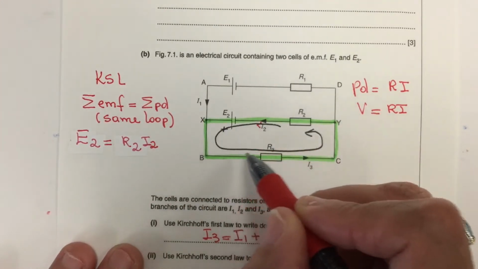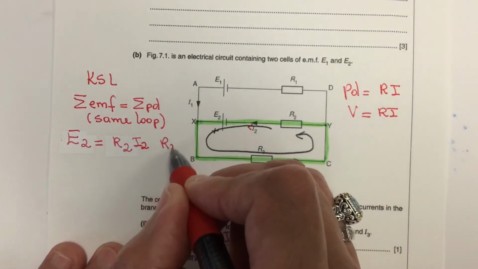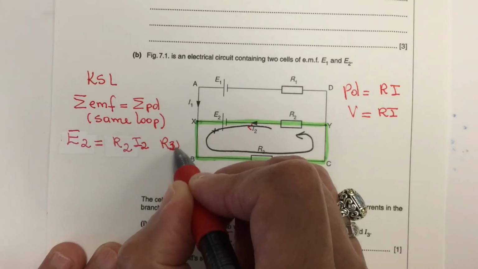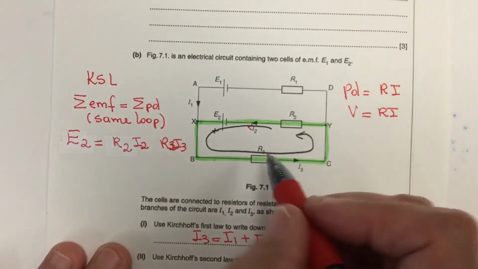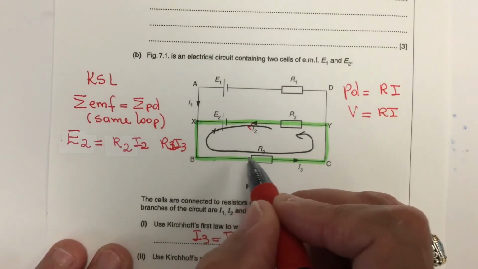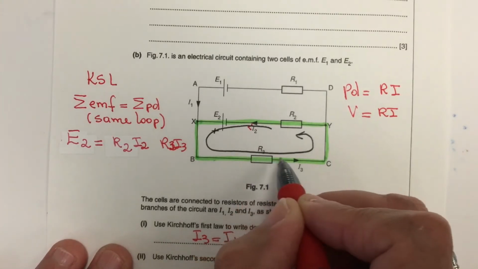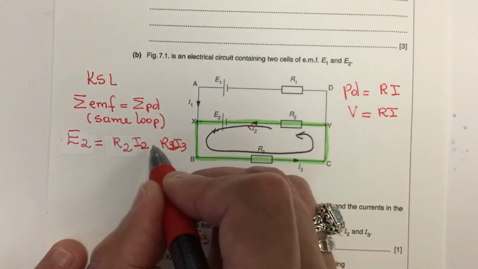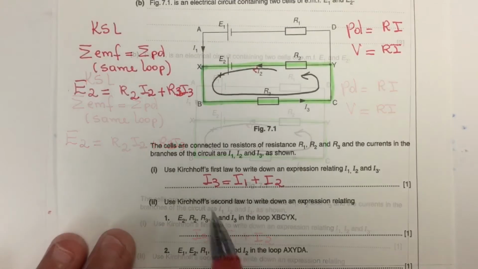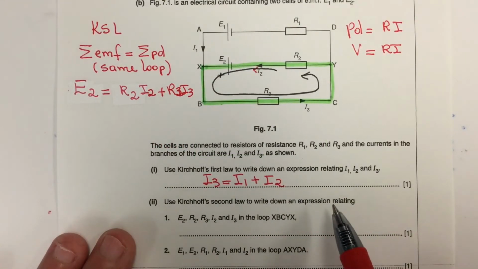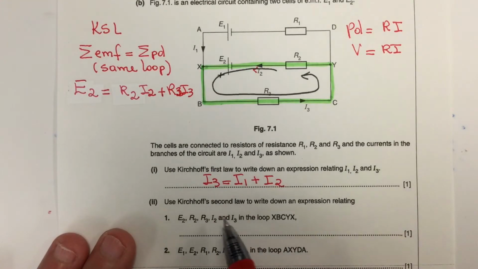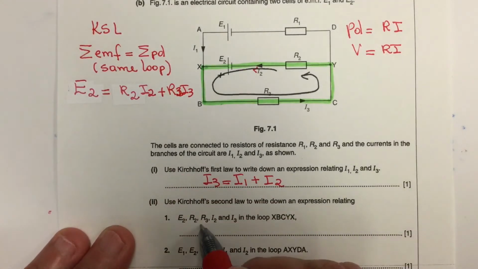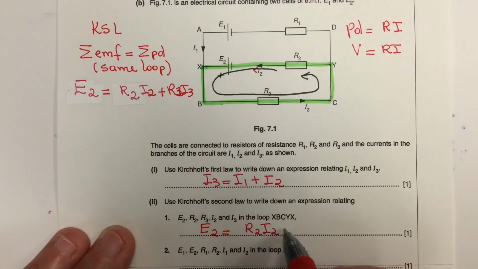The next one, I have R3, I3, and I look at the direction of the current that is flowing through this resistor. The direction of the current and the direction of my loop are the same, so this is positive. So to answer this question, an expression relating all the components in this loop would be E2 equals R2 I2 plus R3 I3.